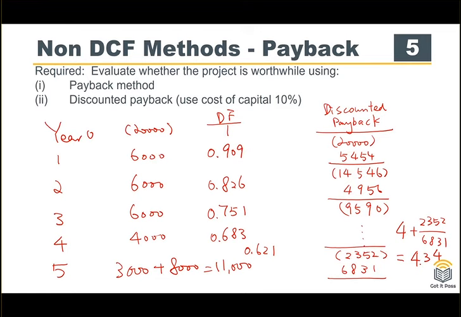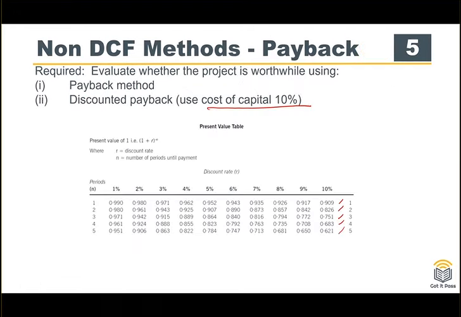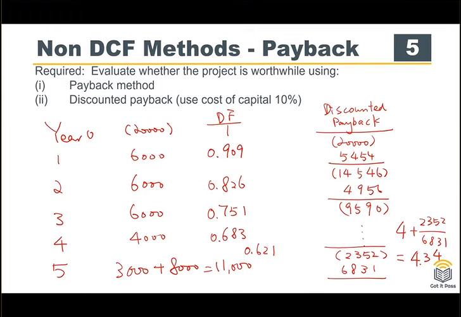So, referring to the questions, because the maximum payback criterion is 3 years, both methods give more than 3 years. The simple payback method gives 3.5 years, and discount payback is 4.3 years. It means the project should be declined, should be rejected.